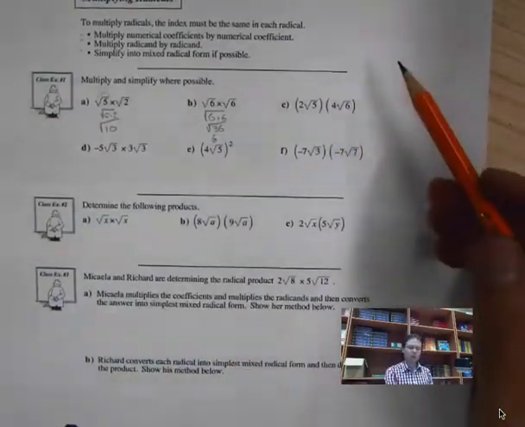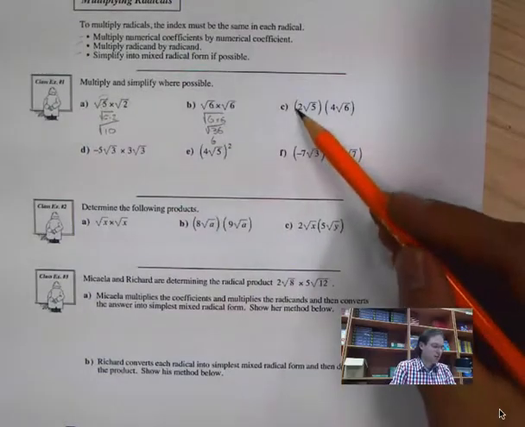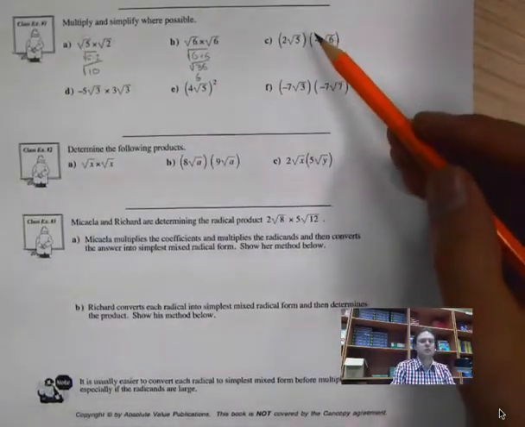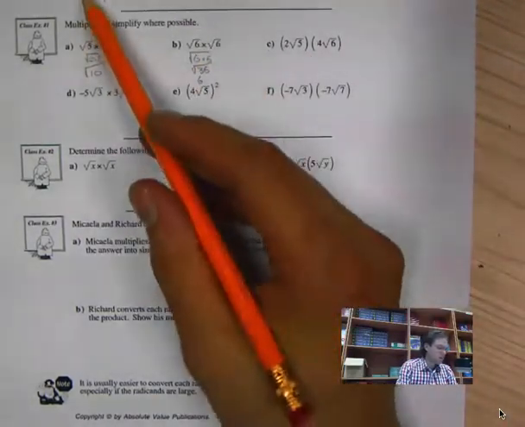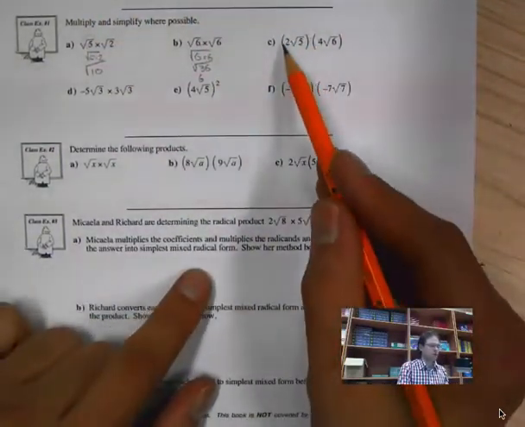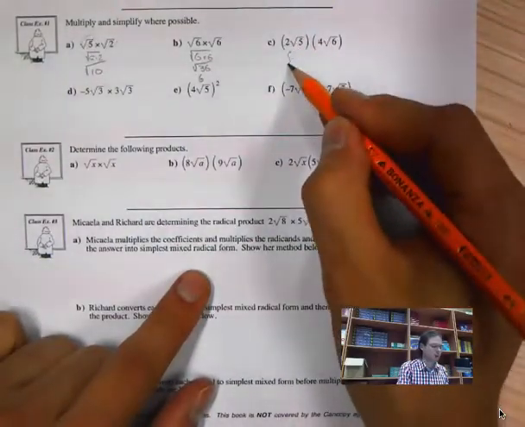This one here is a little bit more complicated, as we have this 2 and this 5. So let's try and solve this one. And we have these numbers here. So first step is numerical coefficients by numerical coefficients. So let's multiply these coefficients together. We're going to get 8.